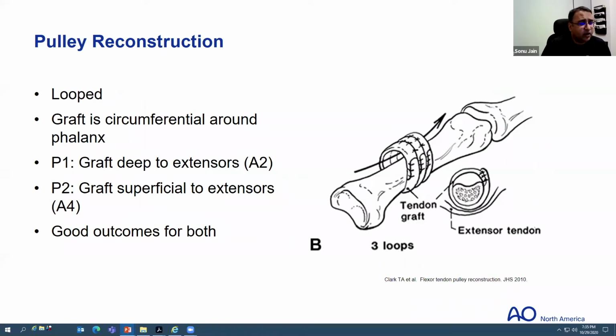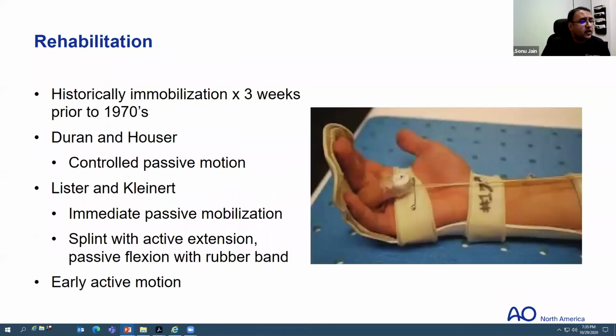And I usually take palmaris and I wrap it circumferentially around the phalanx. And I usually make 3 loops, and I put a lot of sutures to make it stout and make it tight. And if you're doing it for your A2 reconstruction, your graft is going to be deep to your extensors. If you do it for your A4, your graft is going to be superficial to your finger extensors. But both have good outcomes. That's ultimately what the literature shows.